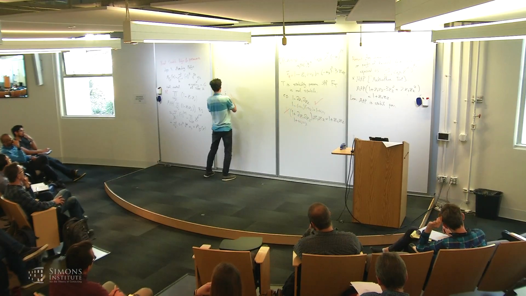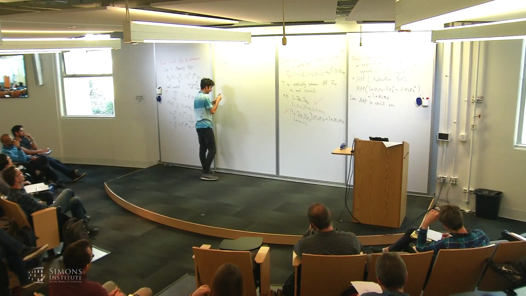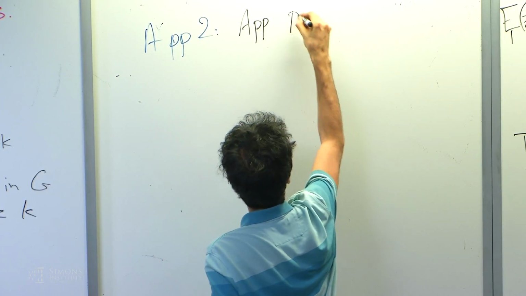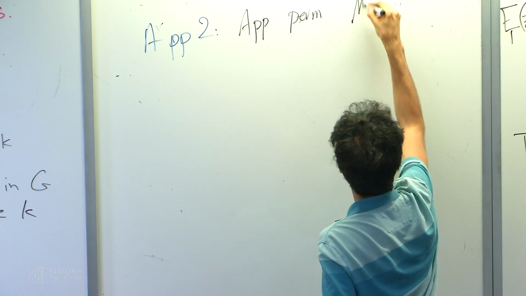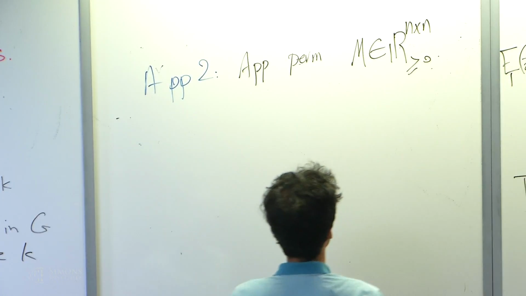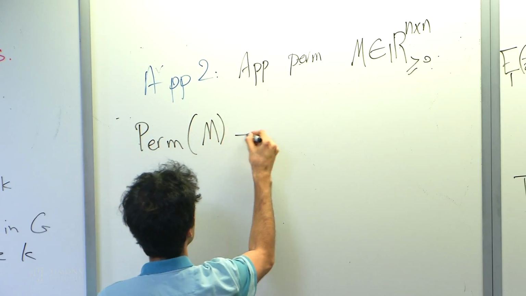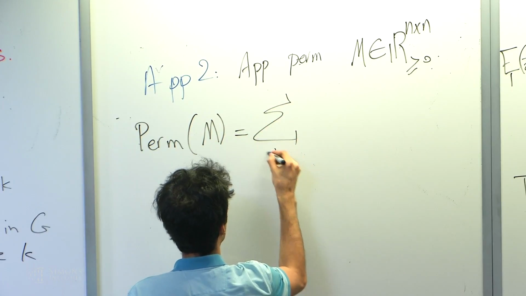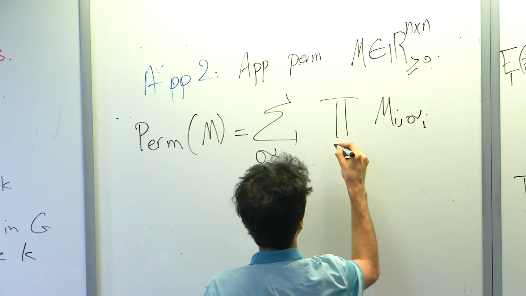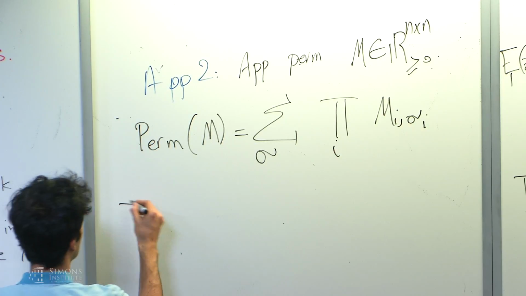Okay, good. So let me say the second application. This is to approximate the permanent of matrices. Let's say I have a matrix M, an n by n matrix with non-negative entries. I want to approximate the permanent. First let me remind you what the permanent is. The permanent of M is the sum over all permutations sigma of the product over i of M of i comma sigma of i. It's a quantity which is sharp-P hard to compute.